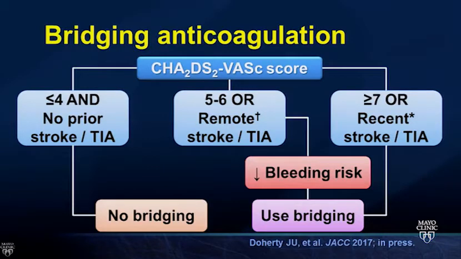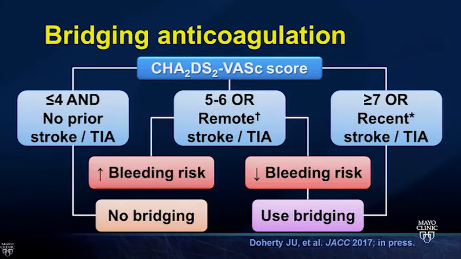And you do this by things like looking at their history. Have they had bleeding in the past when they've gotten bridging anticoagulation? What is their HAS-BLED score? Do they have a history of intracranial hemorrhage or GI bleeding or things like that? Are they on dual antiplatelet therapy for a recent coronary stent? If their bleeding risk is low, use bridging. If their bleeding risk is high, you do not need to use bridging.